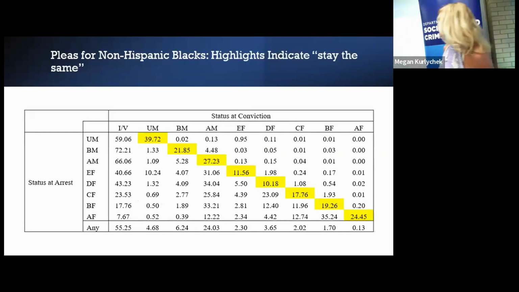Now we're going to go to our non-Hispanic blacks. Again, you see it starts up in the high 30s and goes down, but not nearly as far down as it did for the whites. But you see here, much larger pleas to infraction violation for A misdemeanors, for E felonies, and D felonies.